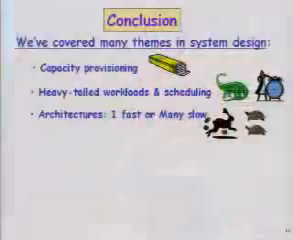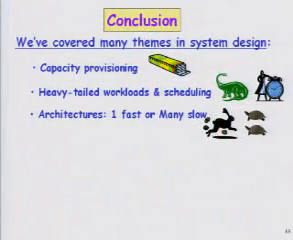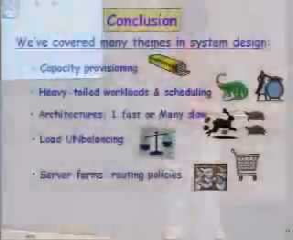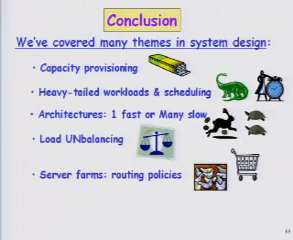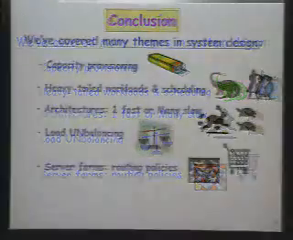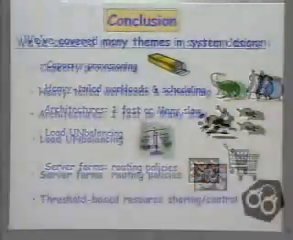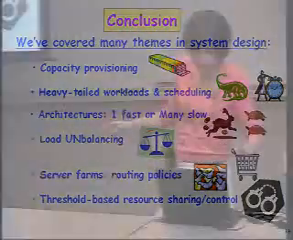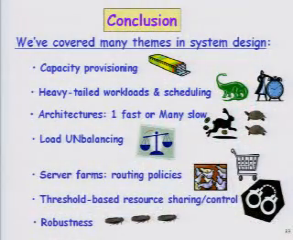We covered whether it's better to have one fast server or many slow servers, and we saw that there are real answers depending on what dispatching you use and what model you use. We covered load unbalancing. Definitely unbalance your load. We covered server farms, and we looked at processor sharing server farms, but we also looked at first come first serve server farms and saw that the supermarket was pretty good in the first come first serve server farms. And we covered threshold-based resource sharing, which is a really important theme in systems. And we covered robustness. Okay, so that's all we managed to do today.